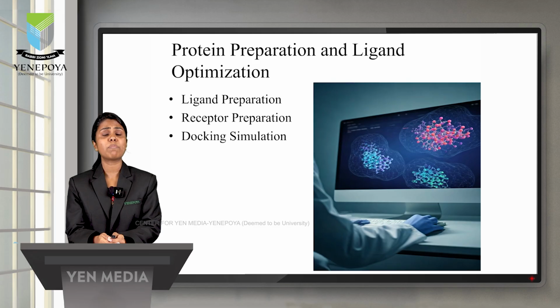Next will be the receptor preparation. First, protein selection. We can do protein selection using the RCSB Protein Data Bank, and based on the resolution, the biological relevance, and the co-crystallized ligand, we can select our protein in the PDB format. Once the protein is selected, we can go to the removal of unnecessary molecules.